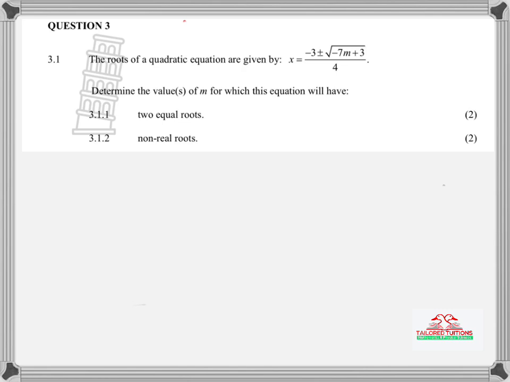So 3.1 is saying the roots of a quadratic equation are given by x equal to minus 3 plus or minus square root of minus 7m plus 3, all that divided by 4. So in this type of a question, good people, it is very important to understand the meaning of the roots. What do we mean by saying the roots? So the roots basically means the solutions.